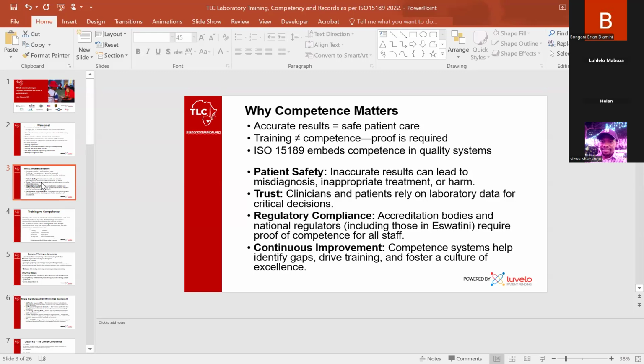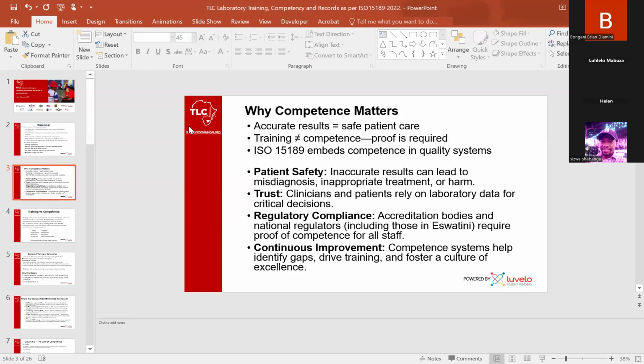Another reason, regulatory compliance. Accreditation bodies and national regulators, including those in Eswatini, require proof of competence for all staff. All staff. Continuous improvement: competence systems help to identify gaps, drive training, and foster a culture of excellence.